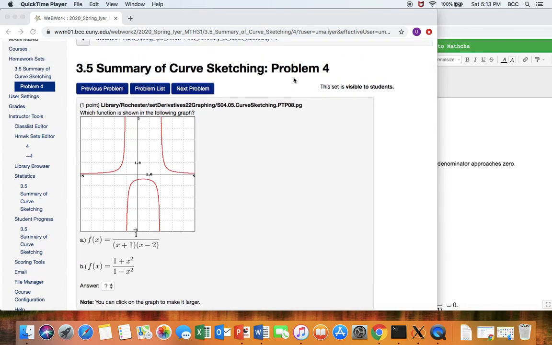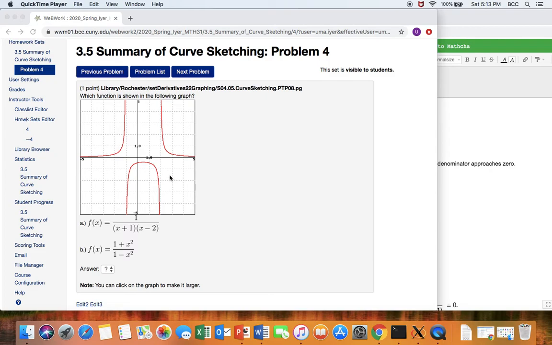Welcome back. So we are looking at problem 4, section 3.5. The question is, which function is shown in the following graph? I have two options. So the only thing to see is what are my x and y asymptotes.